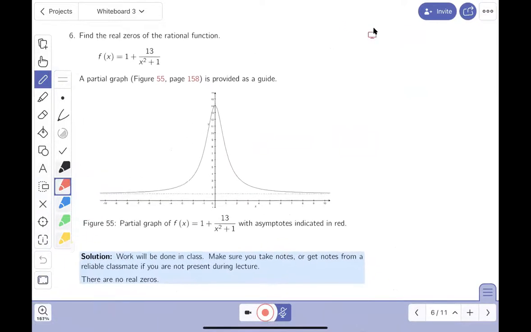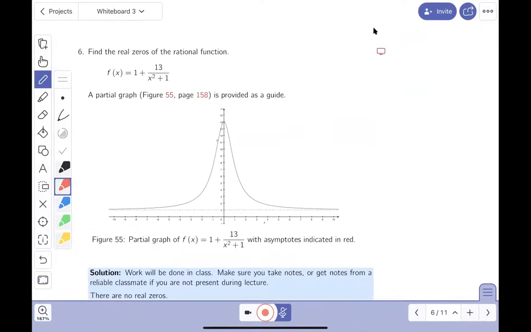6 is, find the zeros of the rational function. Someone says, I don't even know what the word finding the zero means. All it means is this: when does the function equal 0? I don't know, let's write it down. So what do you get? 1 plus 13 over x squared plus 1 equals 0.